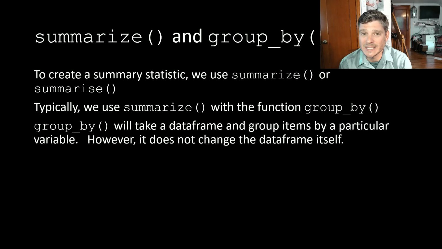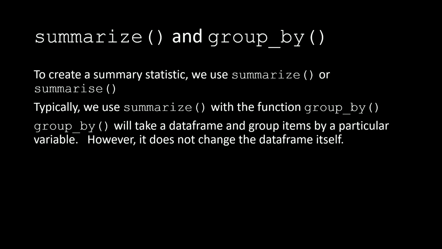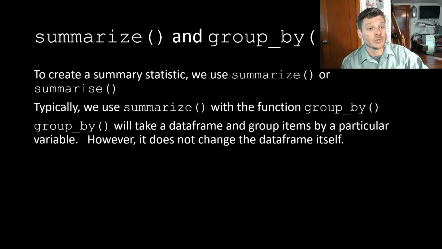Now, the reason I said that is because we also have two last functions we're going to talk about, which are the summarize and the group by function. To create summary statistics, we use summarize or summarise, either with the Z or the S, depending on if you want to spell it correctly or incorrectly. You can do it either way. Because we live in America, we're going to spell summarize with a Z, but you can get away with the S. It doesn't really matter, to be honest.